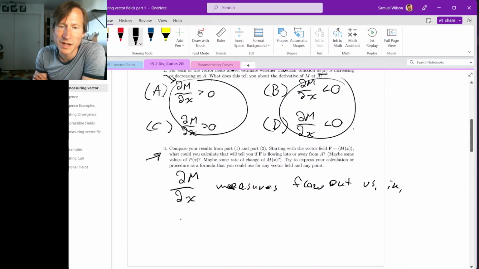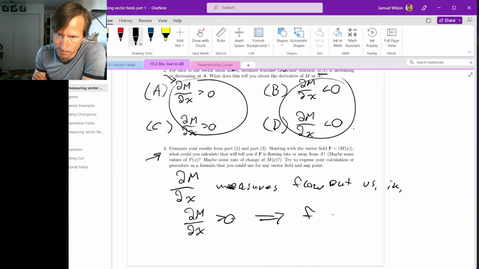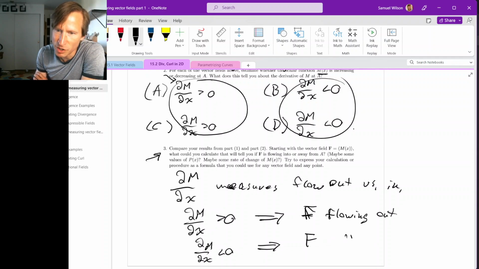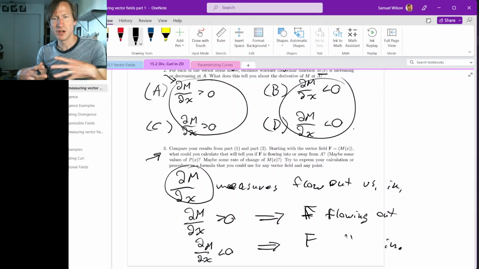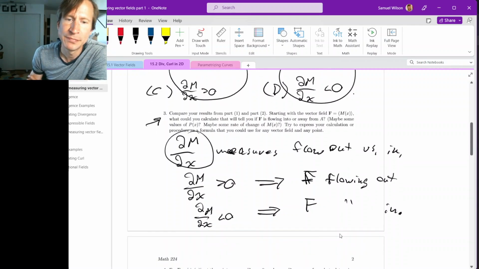Right, so when this derivative, partial m partial x, is positive, F is flowing out, and when this derivative is negative, F is flowing in to the point. All right, so somehow this derivative is measuring whether the vector field is flowing out or in.